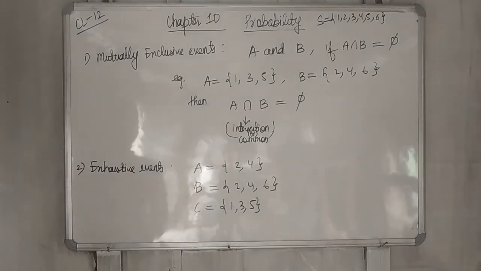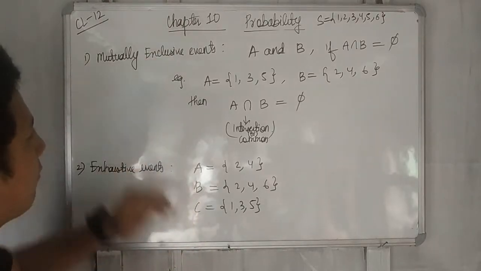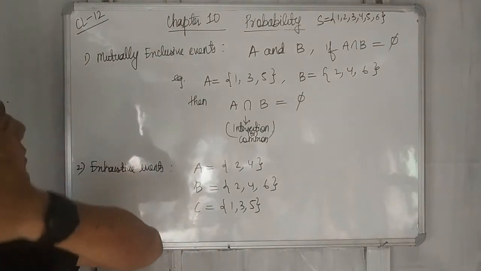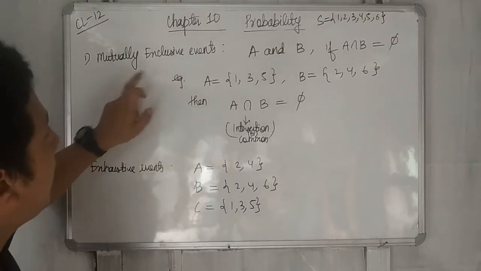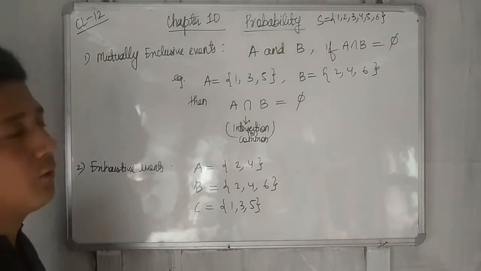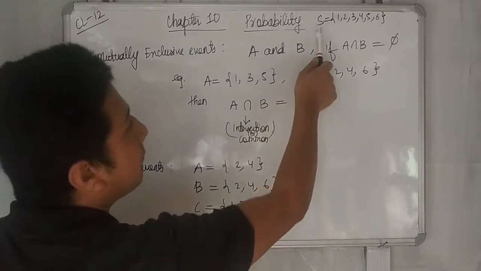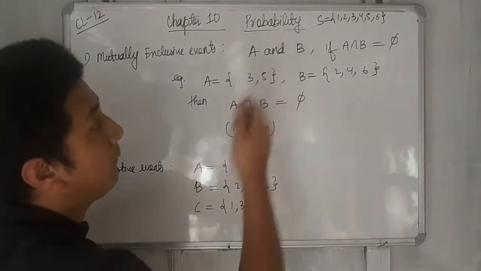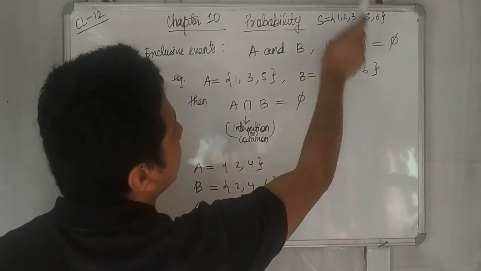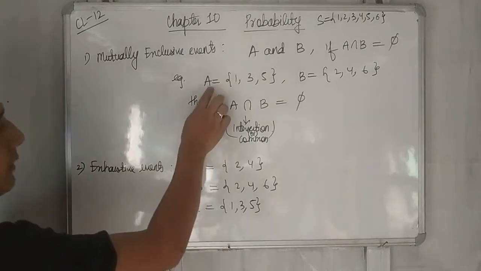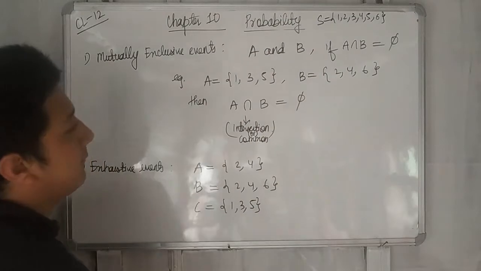Alright, now we learn about mutually exclusive and exhaustive events. One by one we'll learn. Okay, so mutually exclusive, remember the word exclusive. Mutually exclusive events means those events whose intersection is phi. Let me tell you, for example, S is the sample space of rolling a die once. I roll a die and then the sample space will be 1, 2, 3, 4, 5, 6. Let us take A to be the event 1, 3, 5 of getting an odd number and B to be the event 2, 4, 6 of getting an even number.